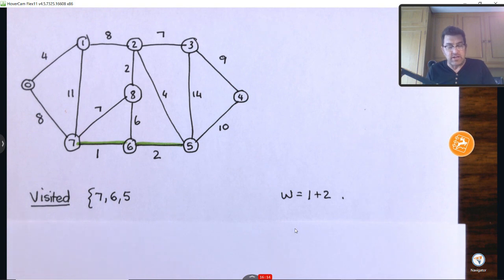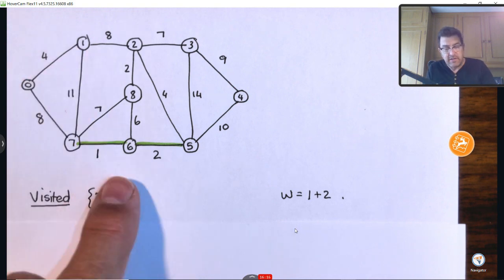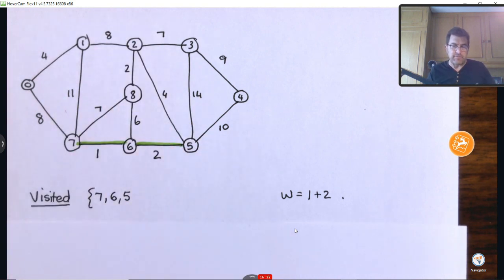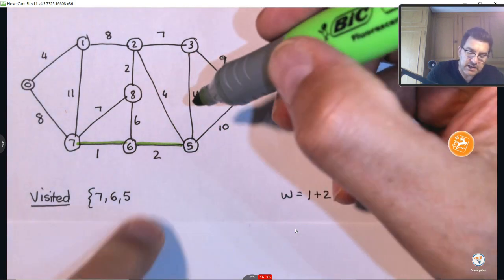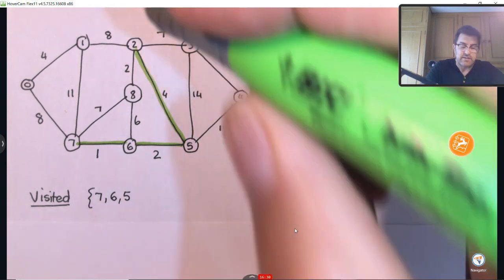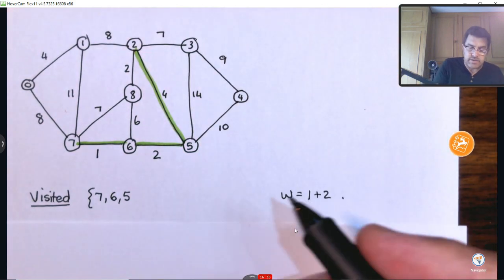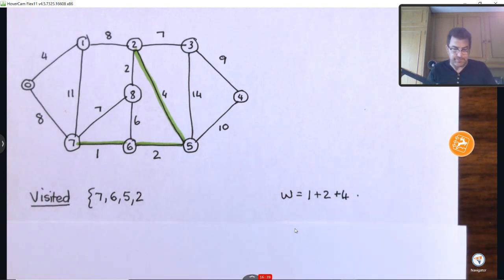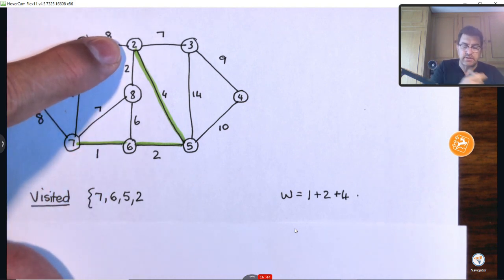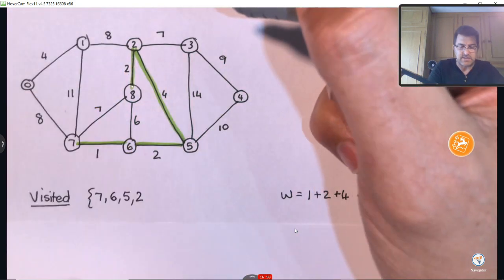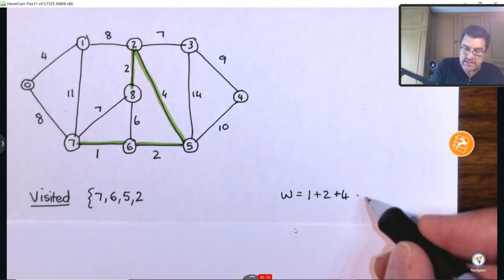Okay, so now we can either go back to 7 and check, we can go to 6 and check, or we can go to 5 and check. Now from 5, it seems like the shortest one that we can then take is that edge that leads to vertex 2 and has a weight of 4. Now, at vertex 2, we can now come down and visit vertex 8. Okay, so that's a weight of 2.